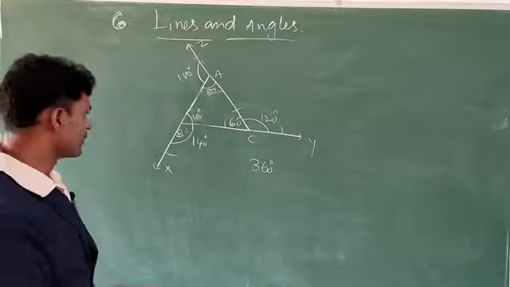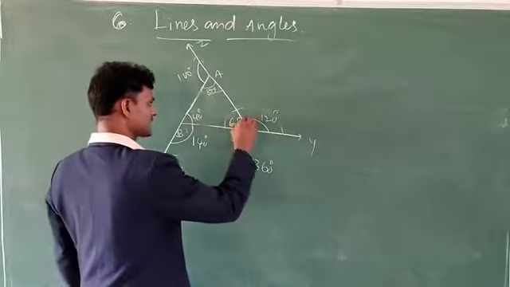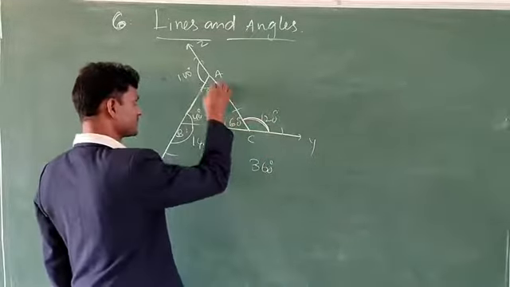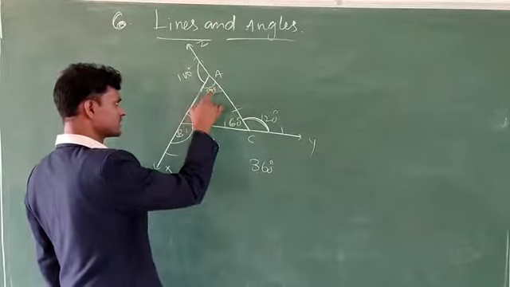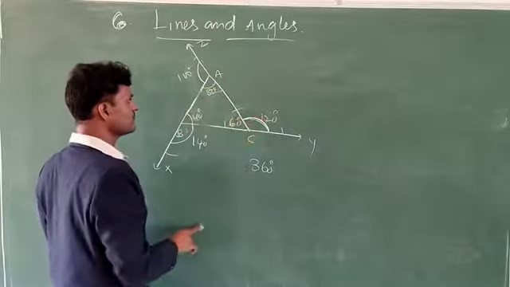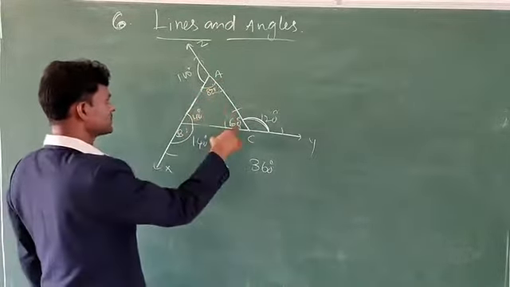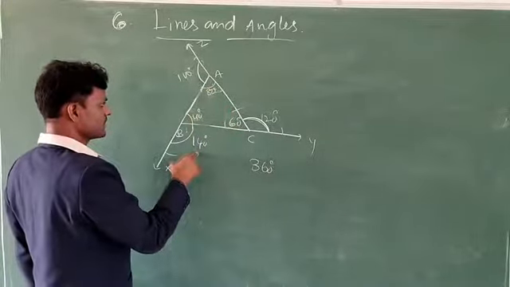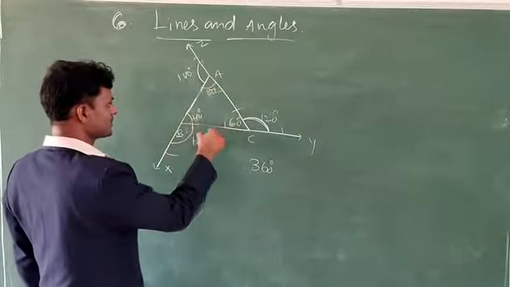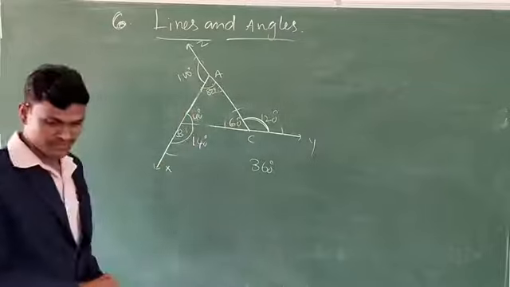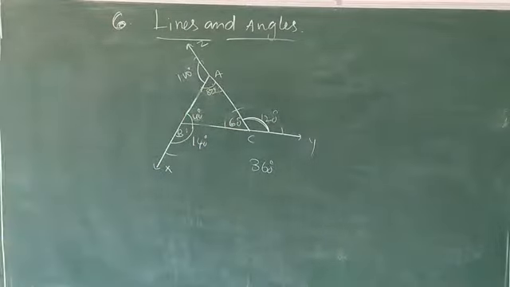Here, one note: the exterior angle is equal to the sum of the interior opposite angles. 40 plus 80 is equal to 120. Next, 80 plus 60 is equal to 140. Next one, 40 plus 60 is equal to 100. Okay, keep it in mind. When we do some problems, you have to apply this property.